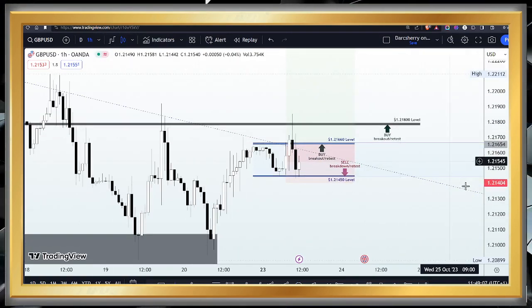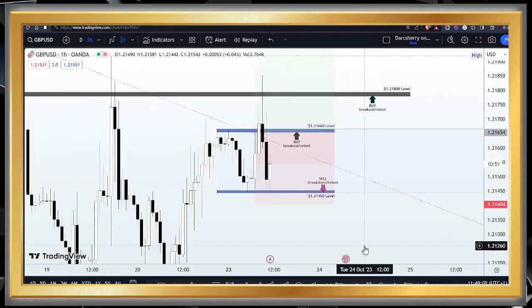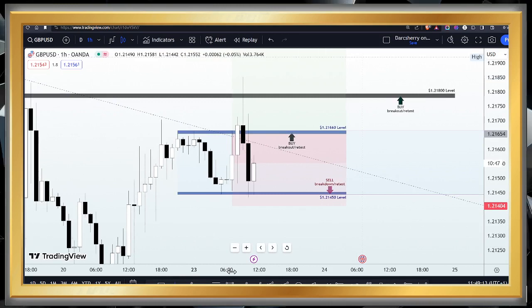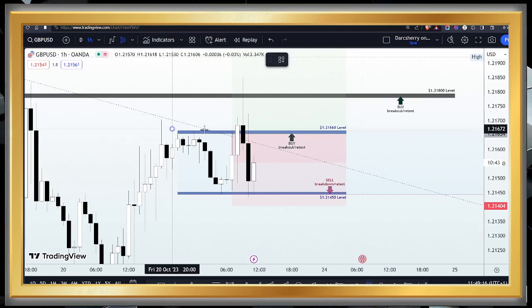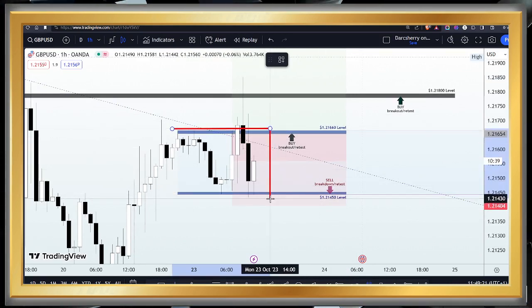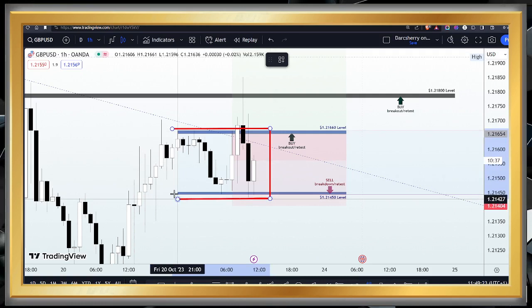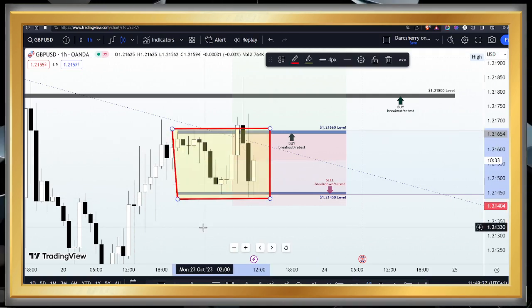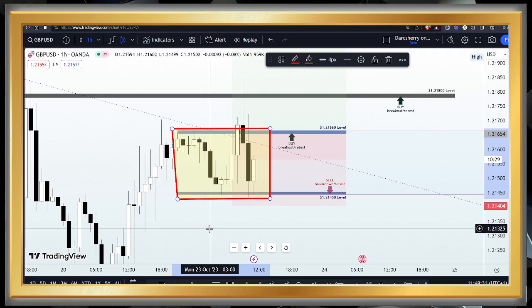So while I was trying to dissect the structure this morning, this is what I was able to come up with. Since the beginning of this new week, you will see that price action has been confined within a range that is between the 1.21660 and the 1.21450 area, to emphasize the level of indecision at the beginning of this week. Now, you know how we do it.